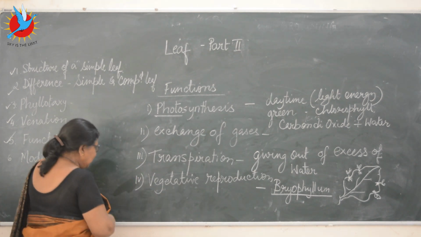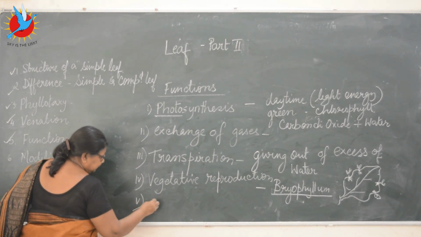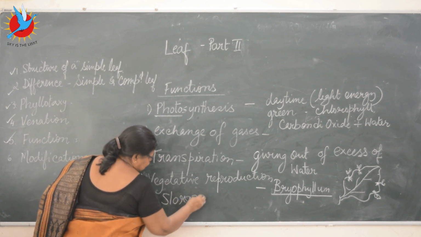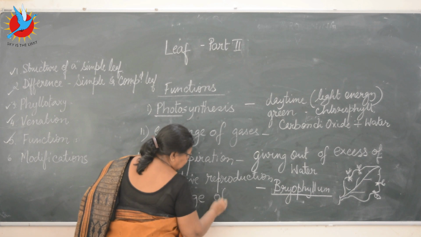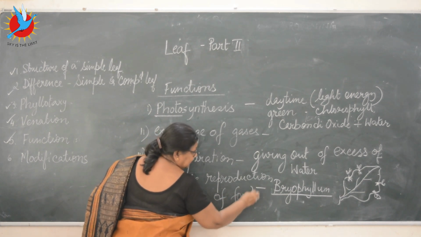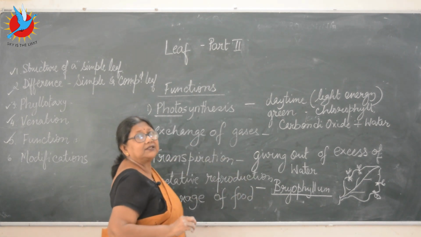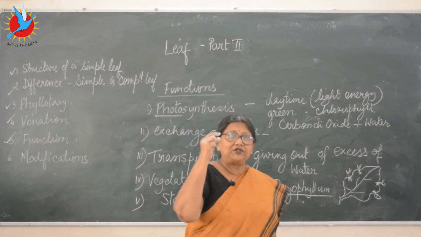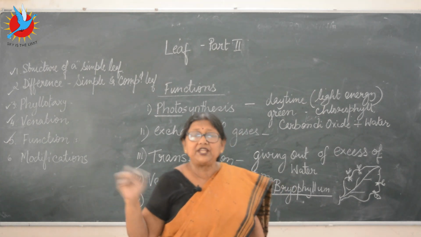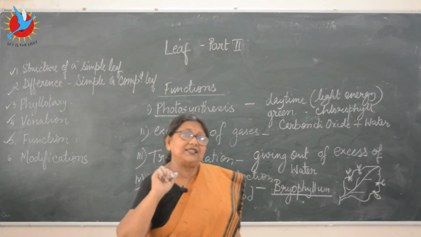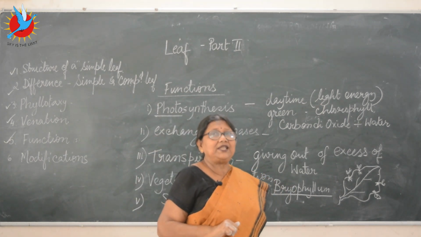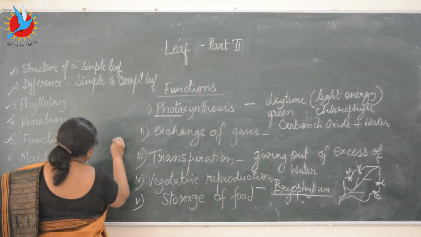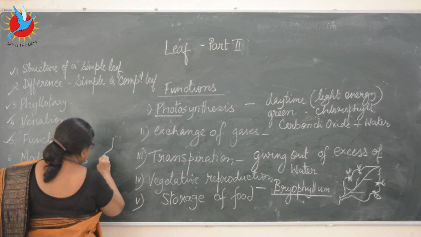And the last one, the fifth function, storage of food. Give me an example. All of you eat the leaves. Which one? Forget about the spinach, forget about your coriander leaves. Any other thing where you eat the leaves, where leaves store food? The very common one, I'll draw the diagram here for you. Just see which one I am drawing.